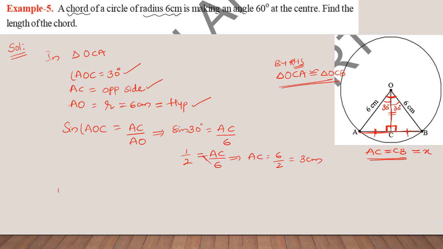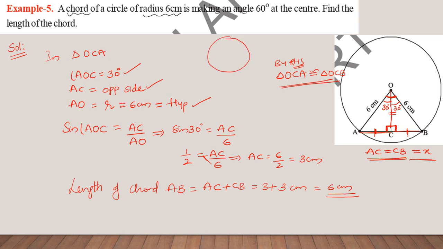Now since I need to find the length of the chord, the chord here is AB. Length of chord AB is equal to AC plus CB. Already I know AC is equal to CB, so 3 plus 3 centimeters is equal to 6 centimeters. So the length of the chord is 6 centimeters. So this is one approach, and there is one more approach which we can follow here, for a half mark or 1 mark bit.